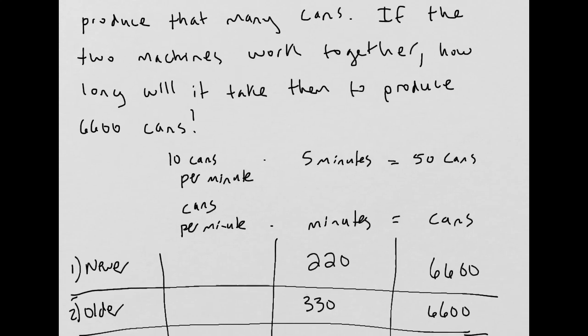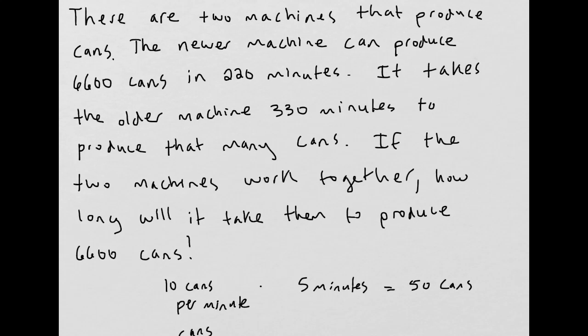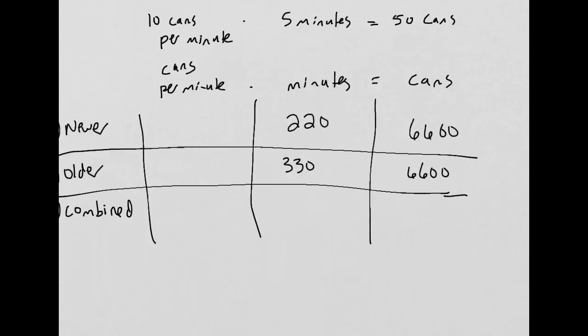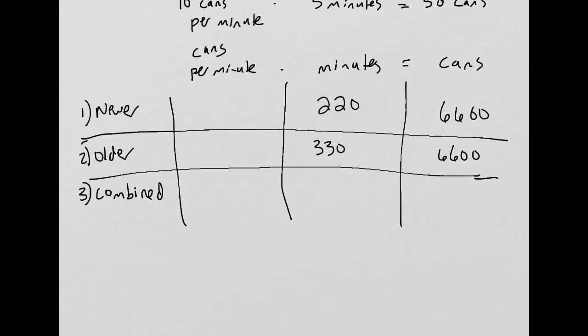And then what we're interested in this problem is if the two machines work together, how long will it take them to produce 6,600 cans? So what we're interested in is combined. We're really looking for the amount of time it would take for the two machines together to do this. So what I'd love to figure out is how fast the newer machine is working per minute, how many cans it's pumping out, and how many cans the older machine is pumping out per minute. Because then I can figure out their combined work rate.